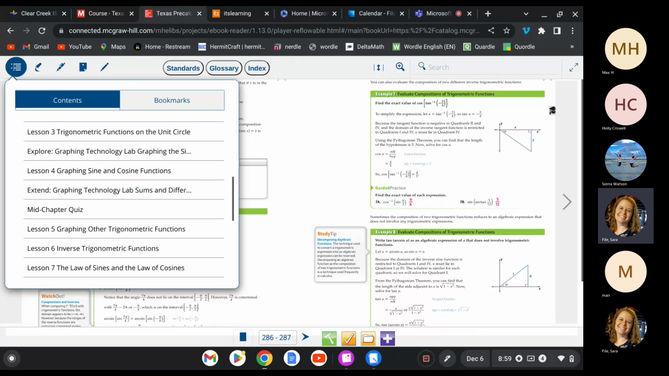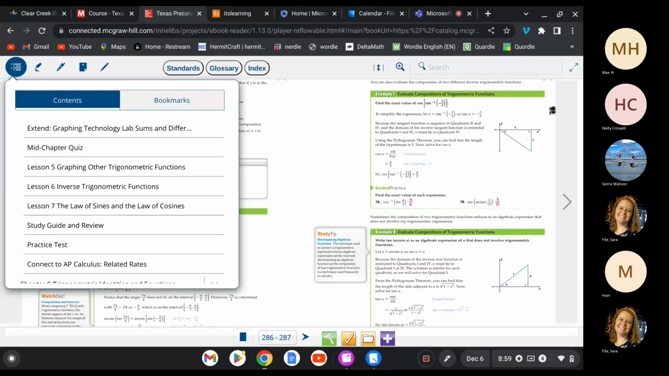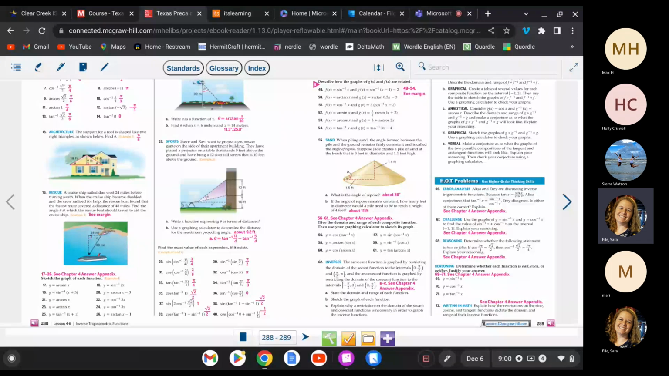I thought it would give me the option to go straight to the appendix, but maybe not. Maybe I need to flip through.